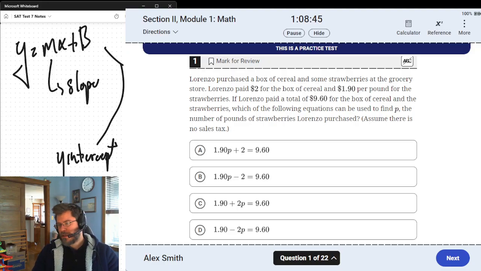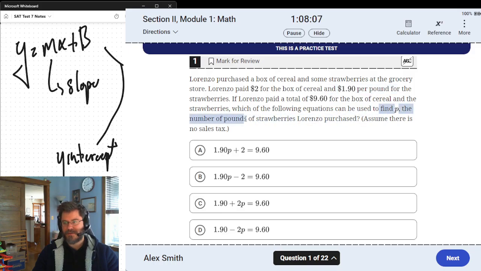So given that, now I know in the answer choices I've got slopes of 1.9 for options A and B. I've got slopes of 2 and -2 for options C and D, and I see that I've got 2 and -2 up here as well for the y-intercepts. So I'm going to go ahead and find the slope and the y-intercept. If we paid $2 for the box of cereal, what do we think that is? It's an initial price, and then $1.90 per pound, and a total of $9.60. So definitely going to be equal to $9.60, but it's not $1.90 per pound.